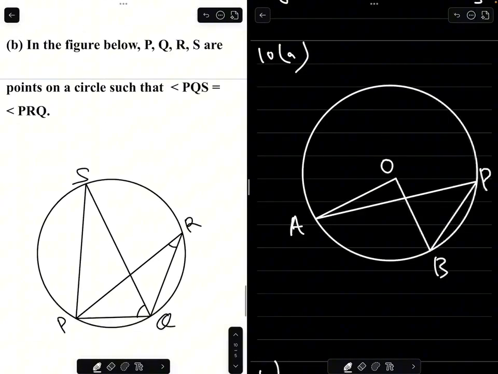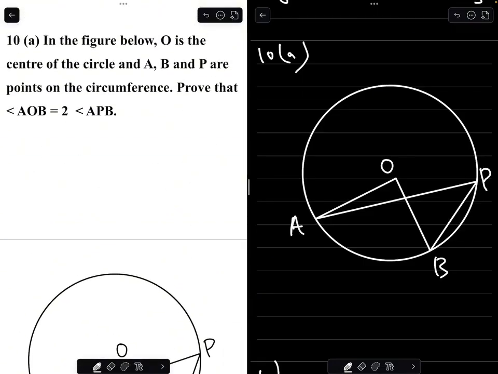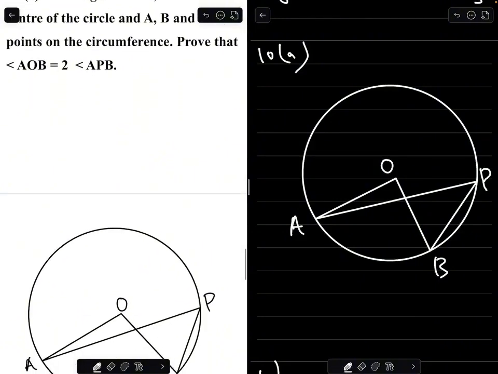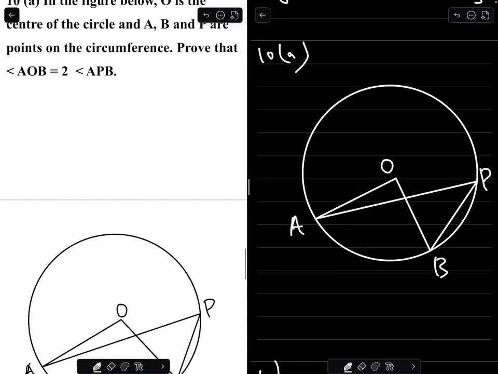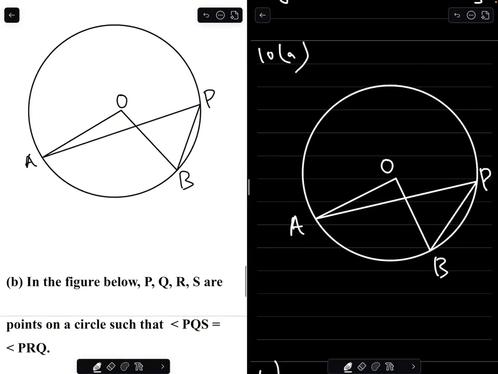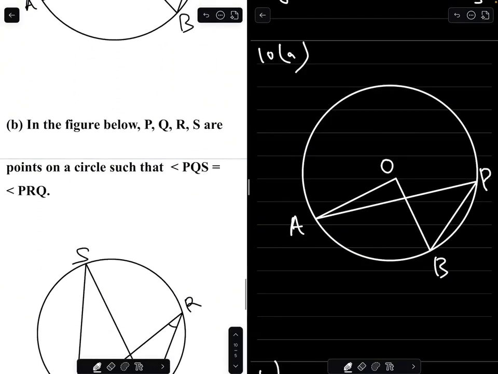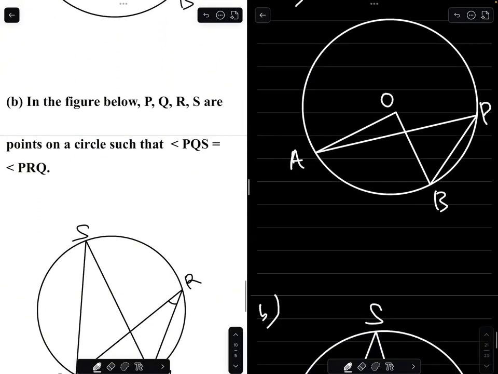Now let's go to number 10. Number 10A, in the figure below, O is the center of the circle, and A, B, and P are points on the circumference. Prove that angle AOB is equal to 2 times angle APB. Oh, this is just the proof that angle at center is twice angle at circumference. We've done that already. We don't need to repeat that. Now, let's see question B.